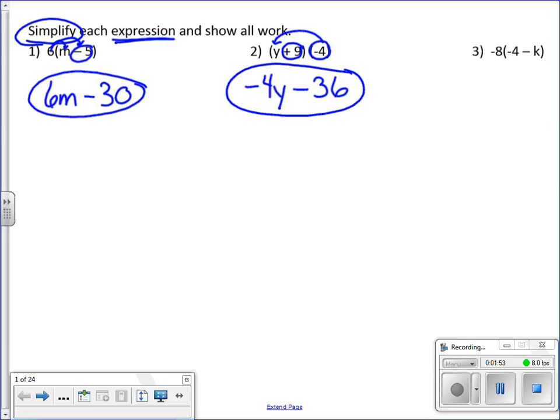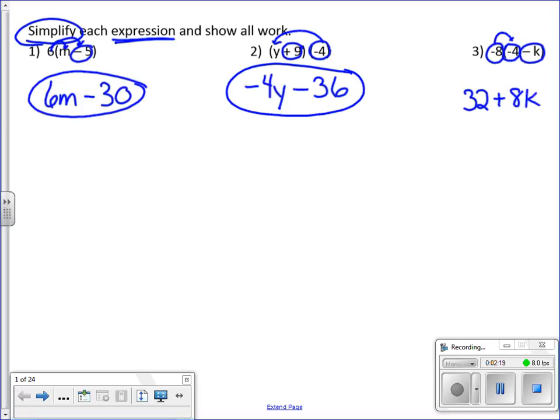Here, same thing. I'm distributing. But it's a -8 times a -4. Okay, that's a negative times a negative, which is a positive. So 4 times 8 is 32. And again, I have a negative times a negative, which again is a positive. So it's going to be a positive 8k.